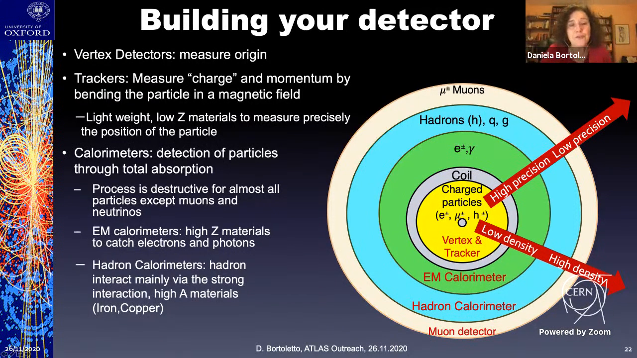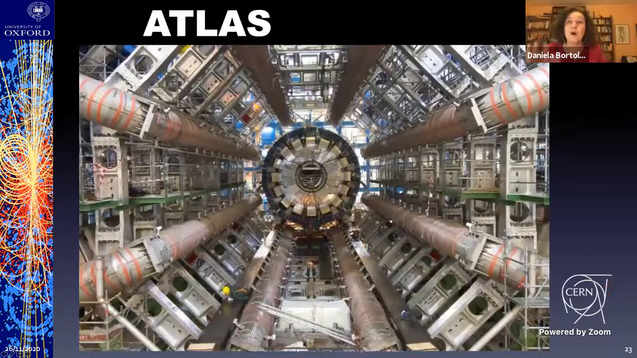And then you see that outside everything, you have your muon chambers, because these are still tracking chambers. But at that point, the only particles that reach the muon chambers are going to be the muons, because all the other particles are going to be stopped in the calorimeters. Okay. And that is exactly what ATLAS has.